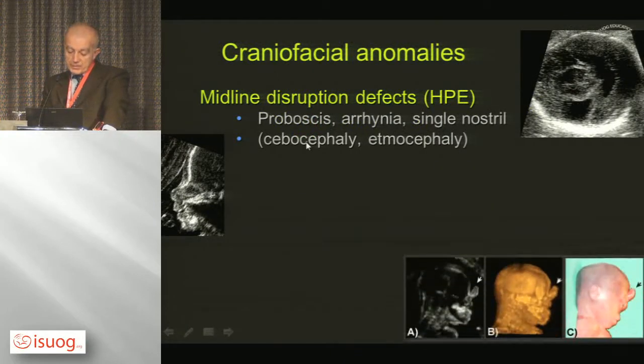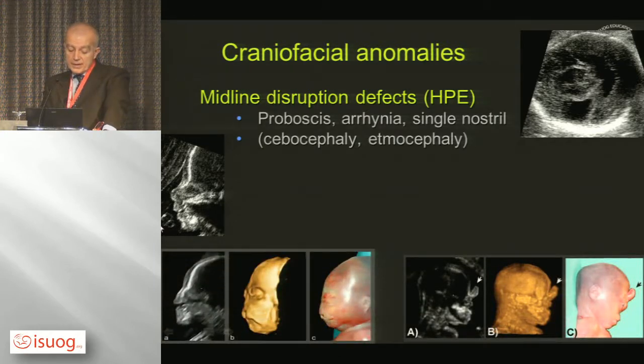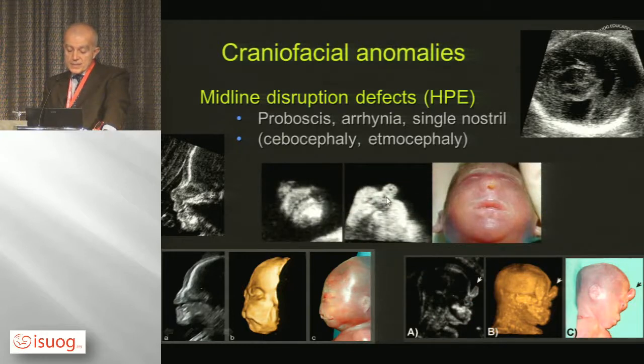The same goes for the nose. You know that you may have the proboscis with absent nose, or you may have complete absence of the nose, the nose here, and this is a 2D and 3D and the specimen after termination of pregnancy, and the same single nostril I showed you before.